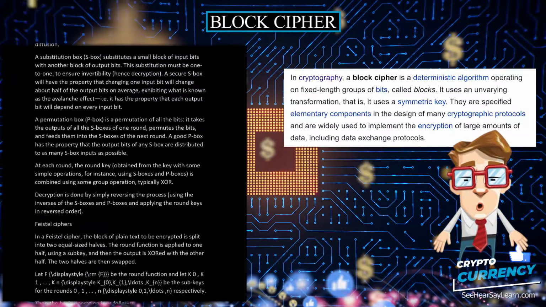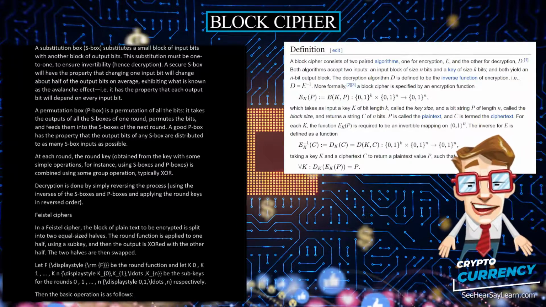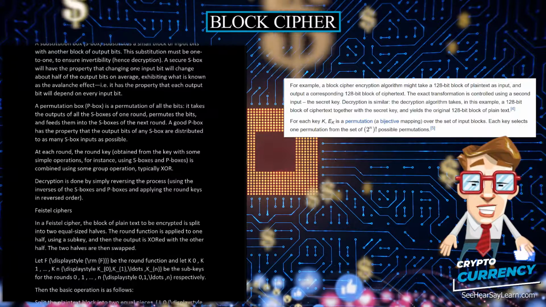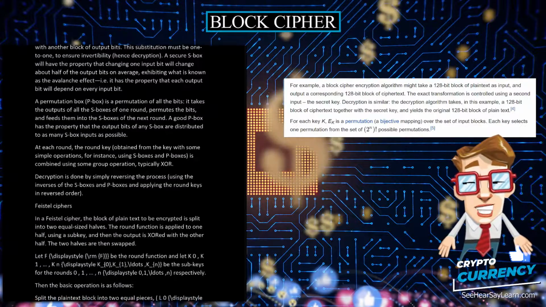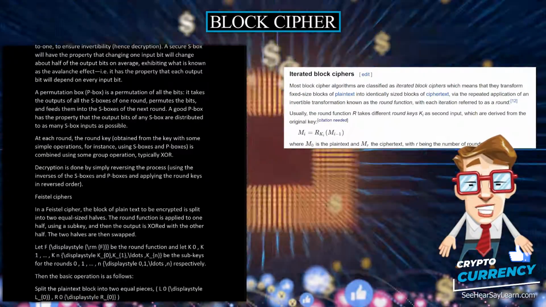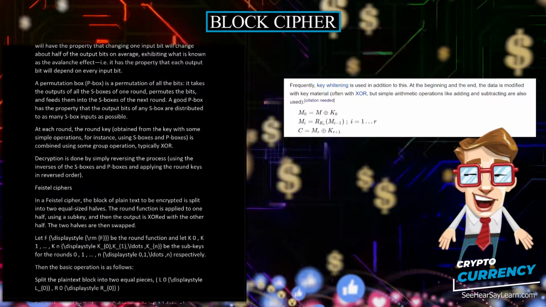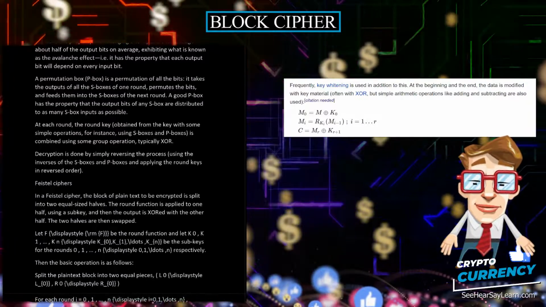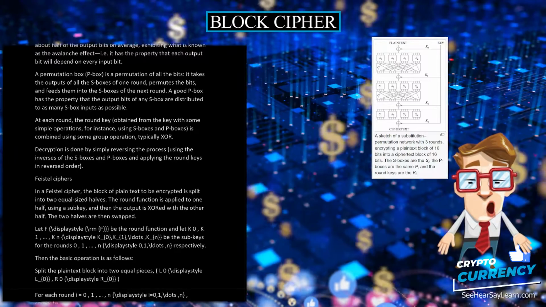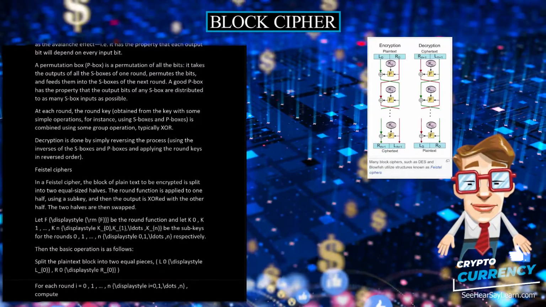Decryption is done by simply reversing the process, using the inverses of the S-boxes and P-boxes and applying the round keys in reversed order. Feistel ciphers. In a Feistel cipher, the block of plaintext to be encrypted is split into two equal-sized halves. The round function is applied to one half, using a subkey, and then the output is XORed with the other half. The two halves are then swapped.